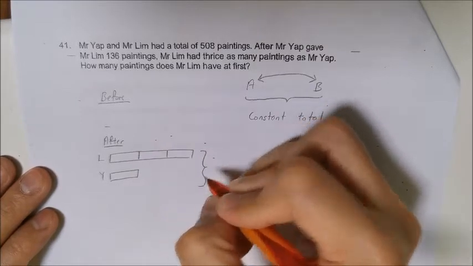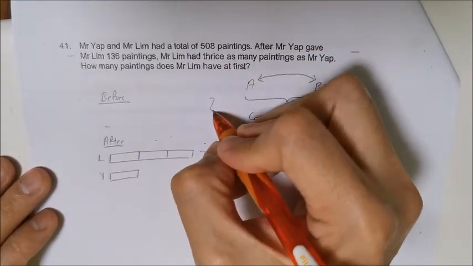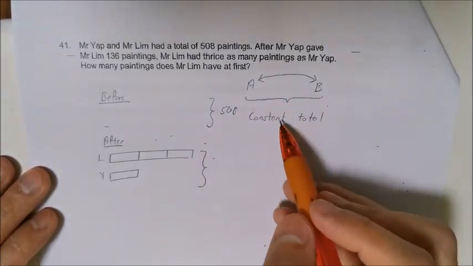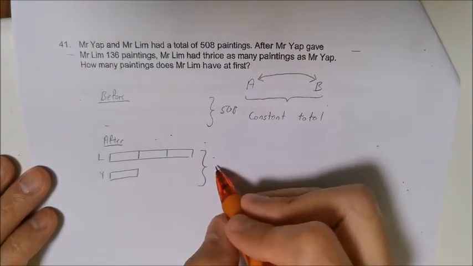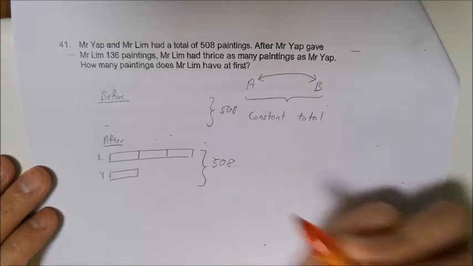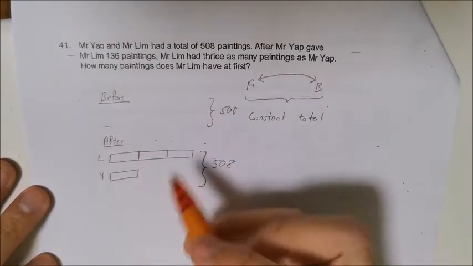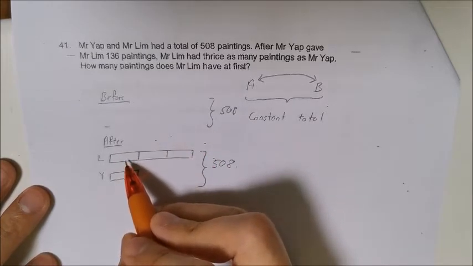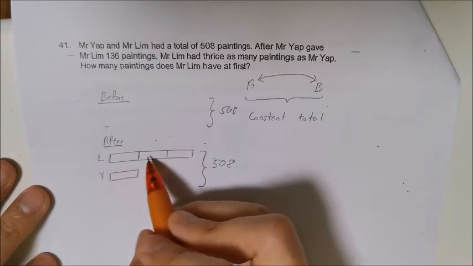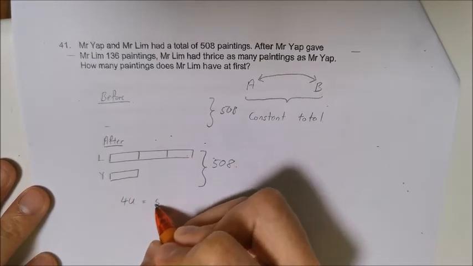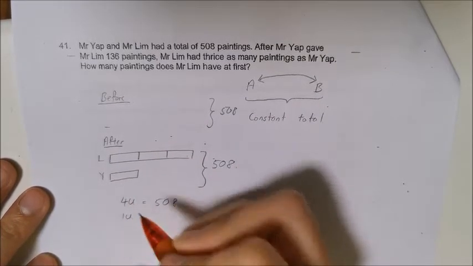And I know that the total, because it says that they have a total of 508, right? Because when they give to each other, the total will still be constant. So this will still be 508. There's no change. Okay, so what we can find is Mr. Lim. Mr. Lim is 3 units, but now I have 4 units equals 508. So let me find 1 unit.